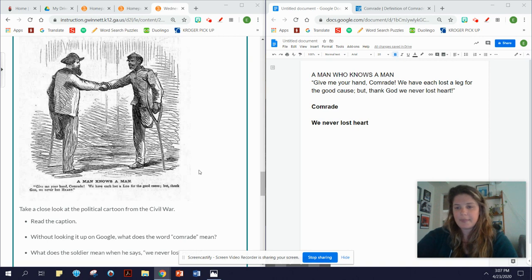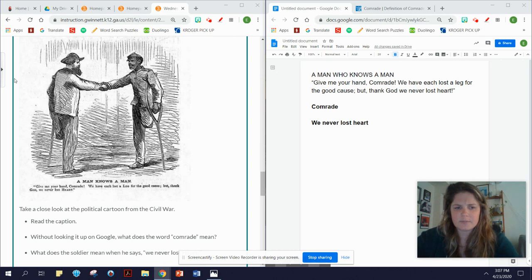Now that we read the caption, I want you to pause the video if you can, without looking it up on Google or dictionary.com. I want you to try to see, what do you think the word comrade means? "Give me your hand, comrade." If you look here, they don't look upset with each other or anything. It looks like he has a smile on and they're shaking hands. So comrade, what do you think maybe that means? If you're a comrade with somebody.